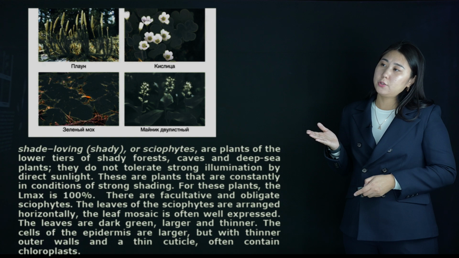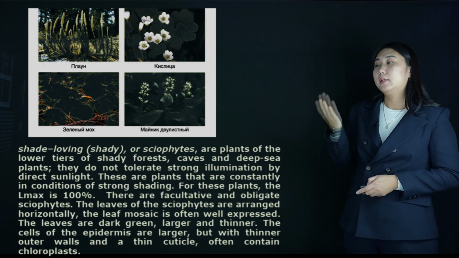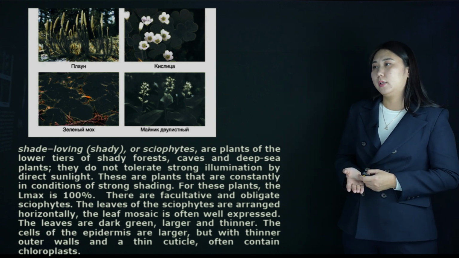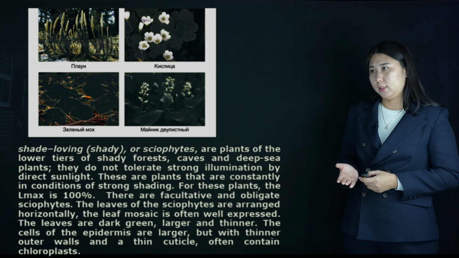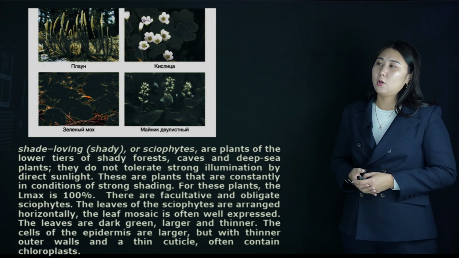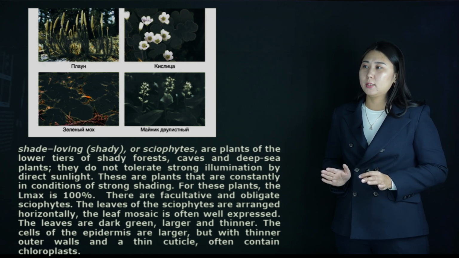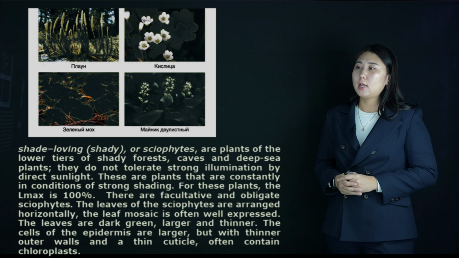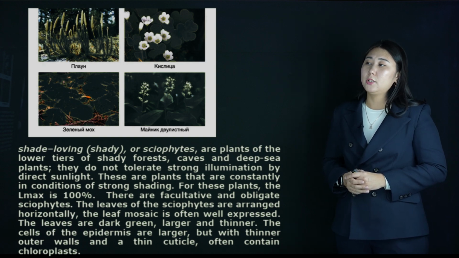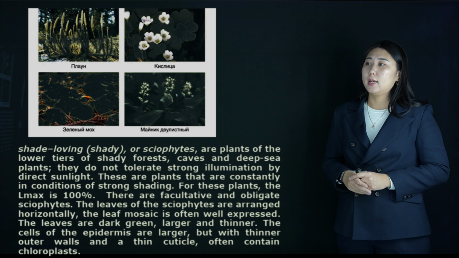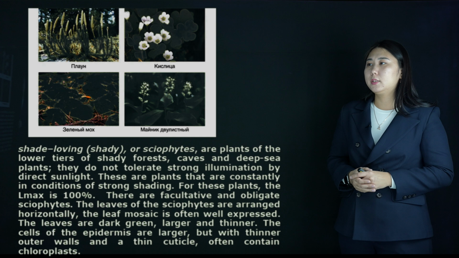This next ecological group of plants, we can call the shade-loving plants, or sciophytes. Sciophytes are plants of the lower tiers of shady forests, caves, and deep sea plants. They do not tolerate strong illumination or direct sunlight; these are plants that are constantly in conditions of strong shading. They are facultative and obligate sciophytes.